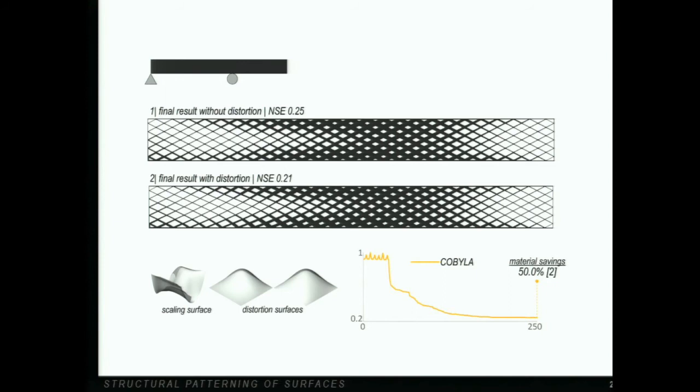Here's an example of the same beam with different boundary conditions. It is now a cantilever, and above we have a result obtained as before with the global scaling surfaces, where you can see the material accumulate over the support as we'd expect. But we've also added more control variables on the pattern with the use of distortion surfaces, which further decreases the strain energy by reorienting the material on a more efficient path. And of course, the second design decreases the normalized strain energy even further.